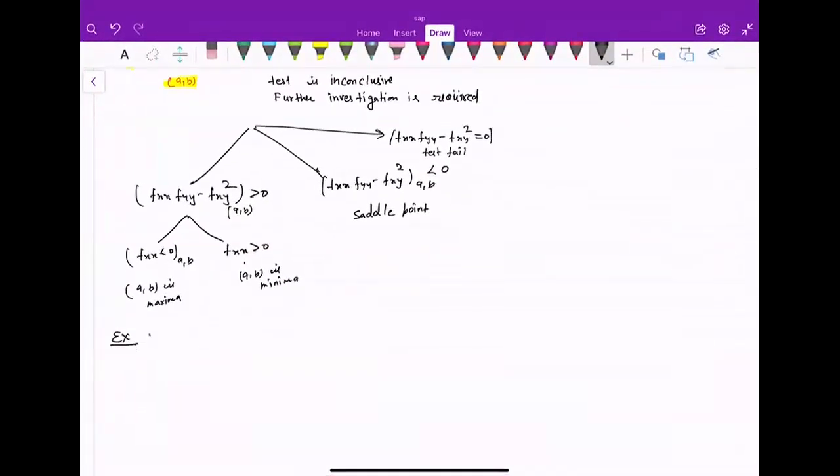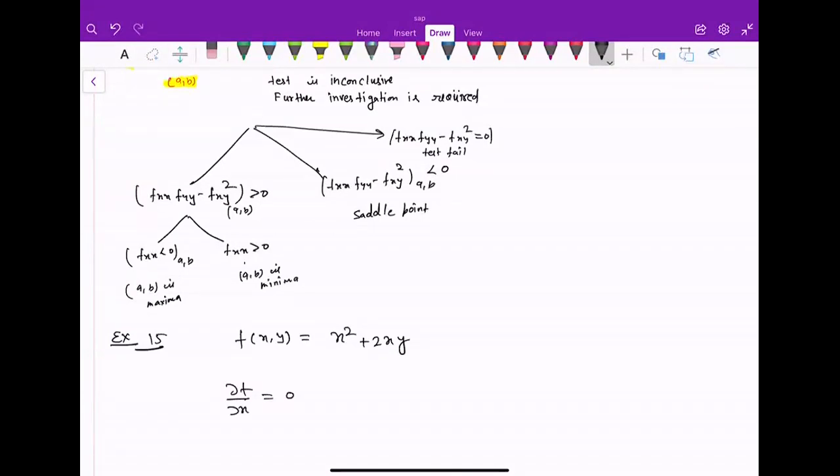So question number 15. Find the local maxima, minima, and saddle point, whatever exists. The function is x square plus 2xy. In order to check, first of all, we will compute the critical point. So del f over del x equal to 0.